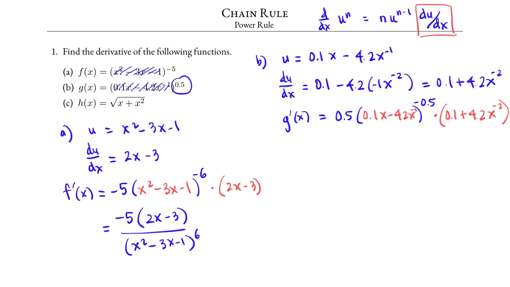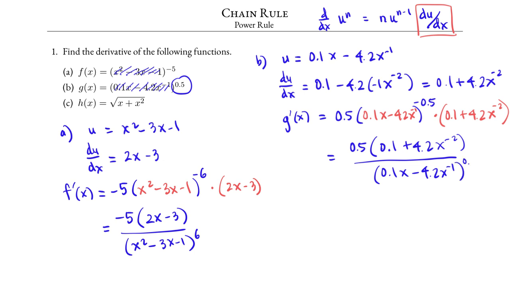If we need to rewrite this, then this is simply 0.5 times 0.1 plus 4.2 x to the -2 over 0.1x minus 4.2 x to the -1, and then raised to the 0.5 power, where we made the negative power positive by bringing it down to the denominator.